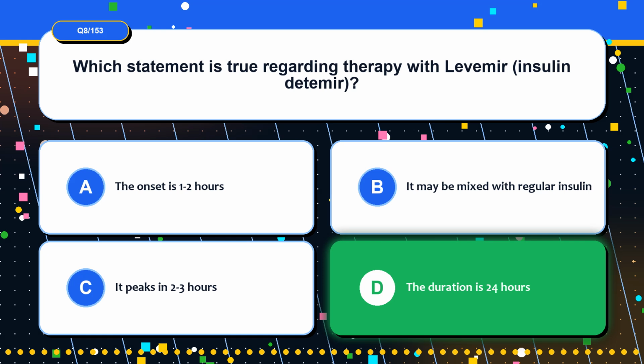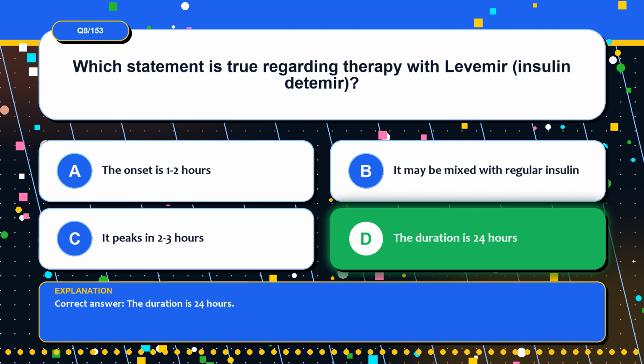The correct answer is option D. The duration is 24 hours.